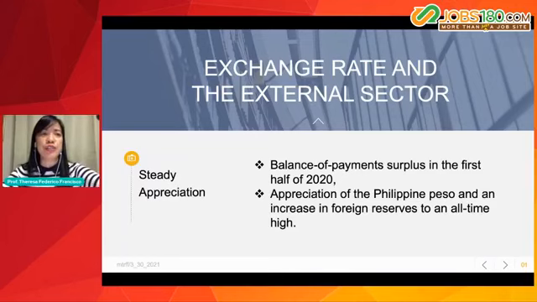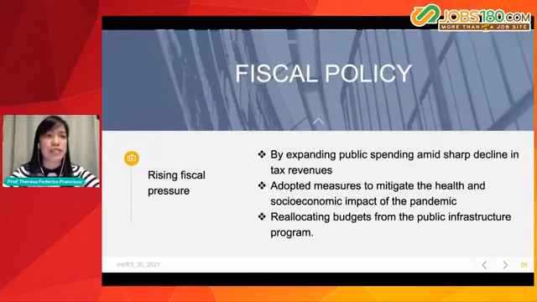A significant contraction of imports lessened the demand for US dollars, contributing to the appreciation of the Philippine peso in the first 9 months of 2020. In the first 3 quarters of 2020, the Philippine peso appreciated by 3.9%, and the peso has appreciated against the Taiwan dollar, Chinese yuan, South Korean won, Japanese yen, Singapore dollar, and Malaysian ringgit, but not against the US dollar. Now let's talk about fiscal policy, which is facing rising fiscal pressure.